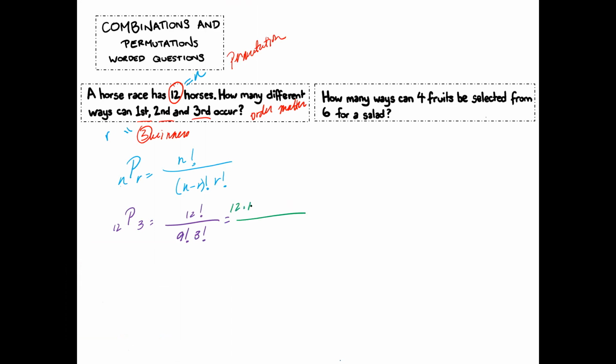Just do 12 times 11 times 10 times 9 factorial. Stop there. Keep your 9 factorial in the denominator, then extend your 3 factorial. The reason I did that is because if you look at your 9 factorial, that cancels directly, which is great because that's one less thing for you to worry about. And then you have a 10 divided by a 2, which is going to give you a 5. And then you have a 12 divided by a 3, which is going to give you a 4.